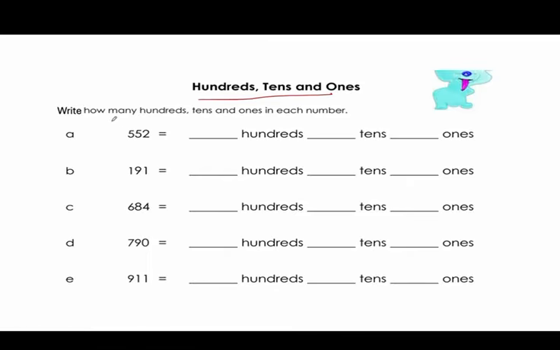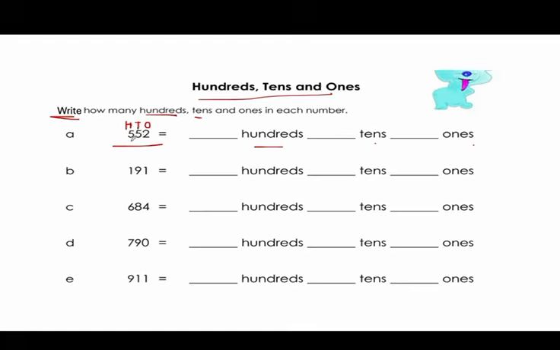Now, we are going to write how many hundreds, tens, and ones are in each number. Who can tell me how many hundreds, tens, ones are in 552? Do you remember my first step? Who can tell me? Excellent. H, T, O. Hundreds, tens, and ones.